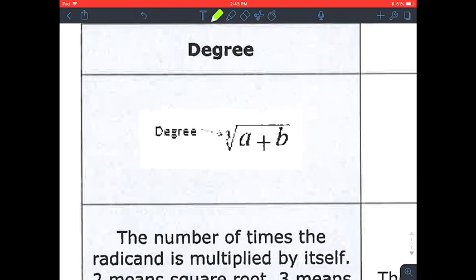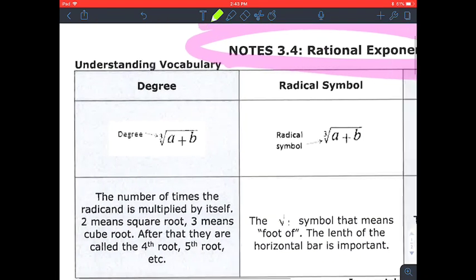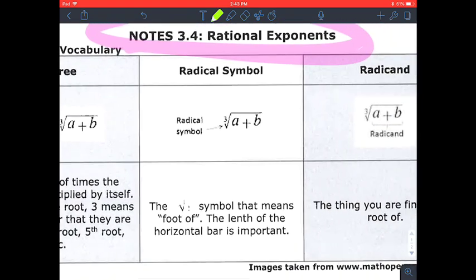So degree is that tiny little number that sits above the little radical symbol, which I guess we should go to radical first for that one. The radical is the actual part for it. So it's the actual radical symbol. That's what you probably have called the square root symbol before, but square root is only whenever it's actually the degree of 2. So this one is making sure that we have there, and that length of that horizontal bar is important.